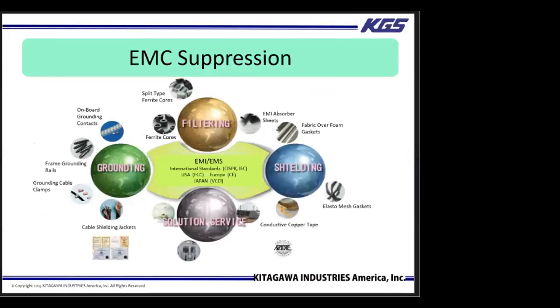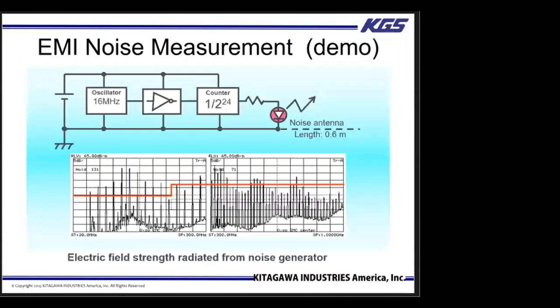There are a couple of examples. There are ferrite cores for the filtering, there are gaskets for shielding, there are spring contacts for the grounding, and these are just a few examples. But in general, we provide total support for your EMC requirements. So as an example, we would like to show a circuitry on the PC board assembly.